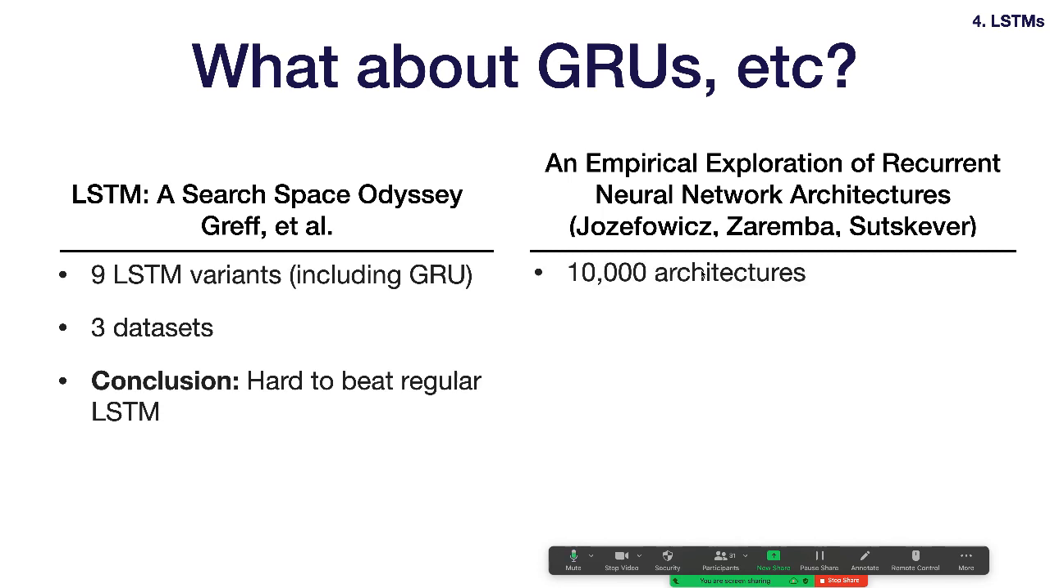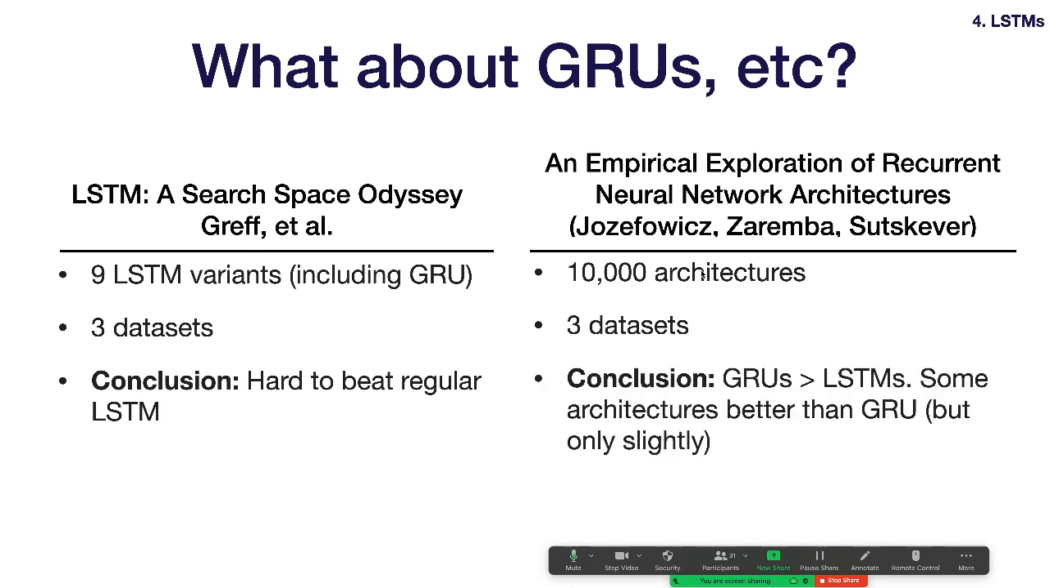A later paper went even deeper into this question. So instead of just comparing a measly 9 LSTM variants, they used neural architecture search to generate 10,000 architectural variants. They compared those architectural variants on 3 different data sets, and they concluded that GRUs actually tend to perform a little bit better than LSTMs. And they also found some architectures that they made up using this procedure that performed a little bit better than GRUs.